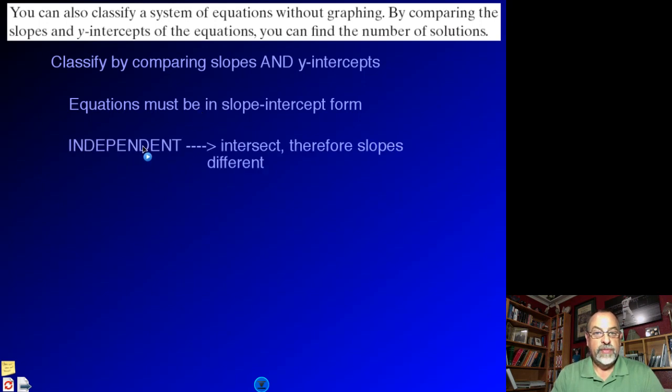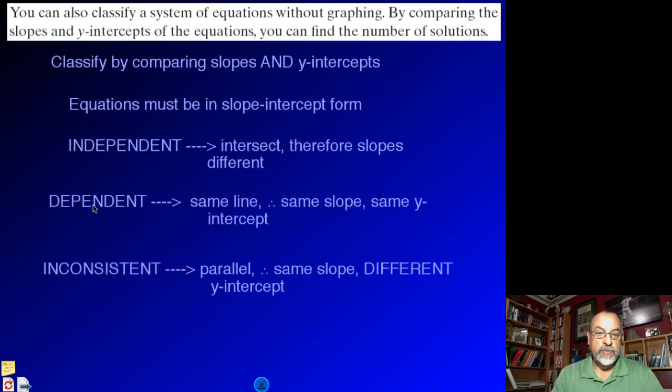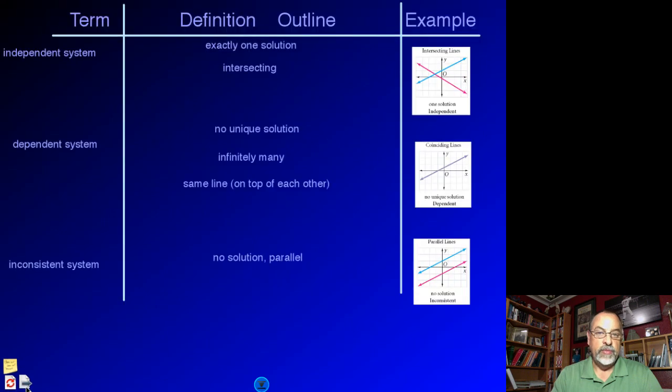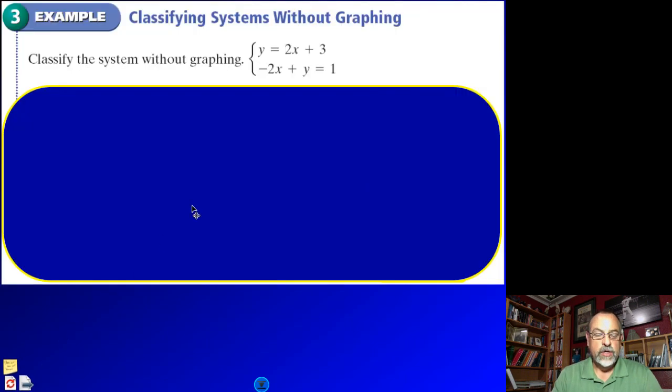So the equations have to be in slope-intercept form. The independent system will intersect, therefore you'll have different slopes. The dependent system will have the same line, therefore you're going to have the same slope and the same y-intercept. And the inconsistent system is going to be parallel, which means you're going to have the same slope but different y-intercepts. Notice that these two have the same slope. So the only way to distinguish between a dependent and inconsistent system is to look at the y-intercepts. That is how you'll have to do that.